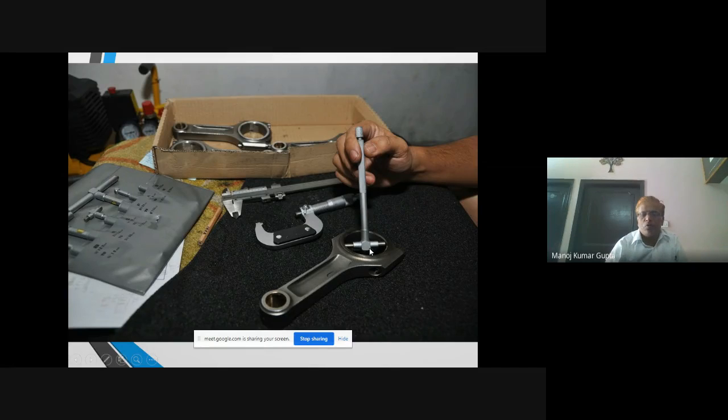And this is the big end bearing. This is used for connecting the connecting rod with the crankshaft, and we want the exact, very precise dimension of these, because we have to fit the bearing inside it. So the telescopic gauge is used to measure this inside hole dimension. If we want the inside hole diameter, we use the telescopic gauge.